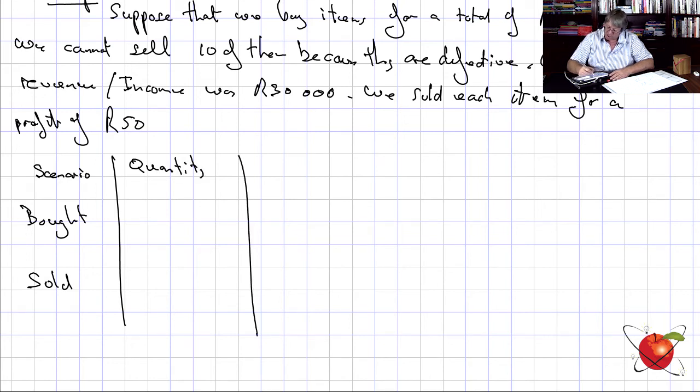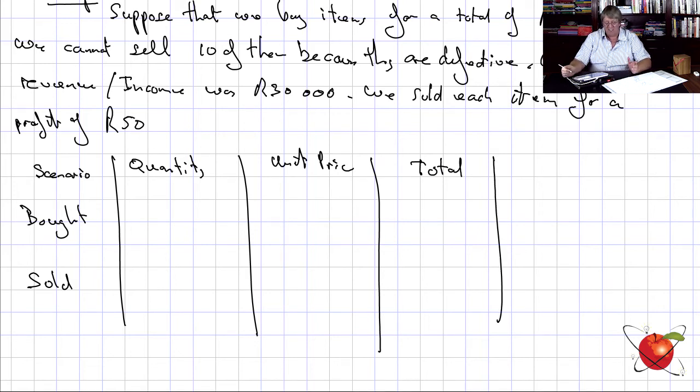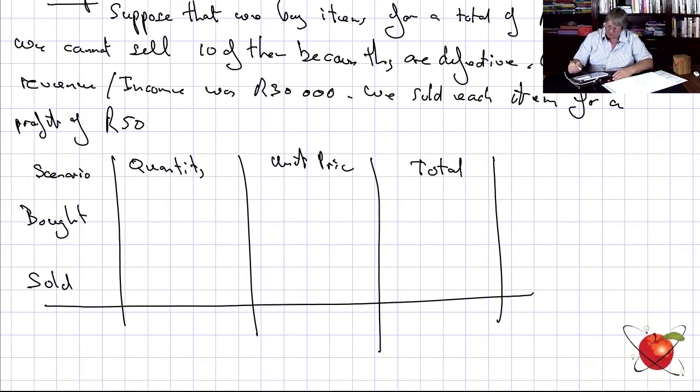Okay. Unit price. Same thing, and total, right? Exactly the same, right? Now, the quantity that we bought. They say, how many did we buy? Okay, we bought X. How many did you sell? X minus 10. Right? Why?